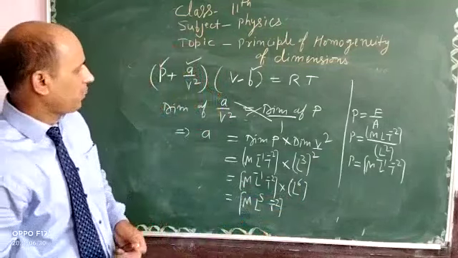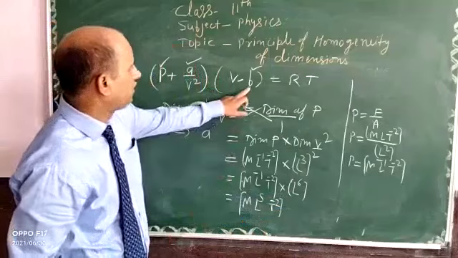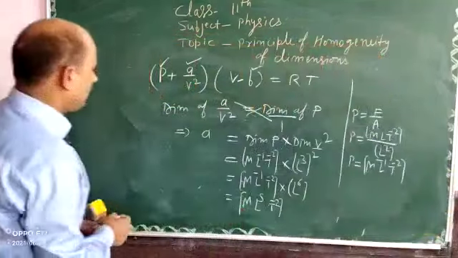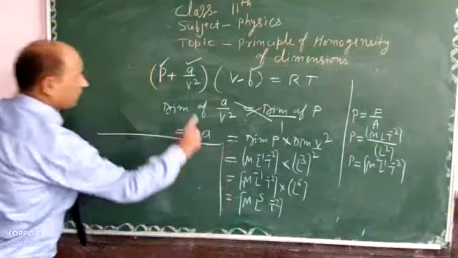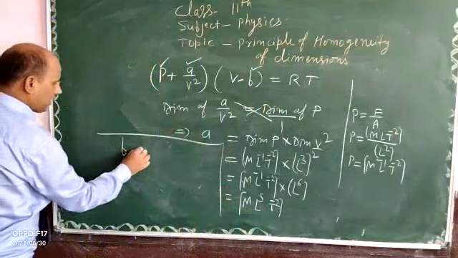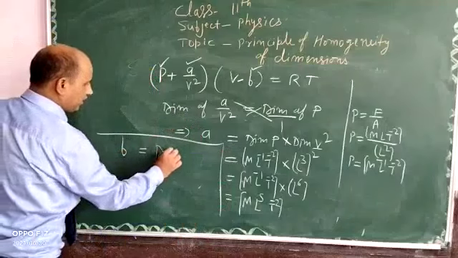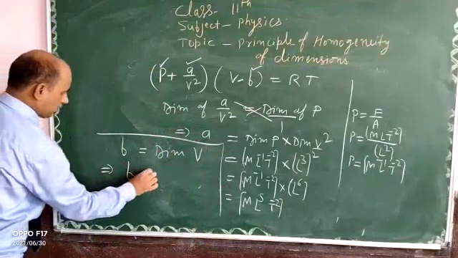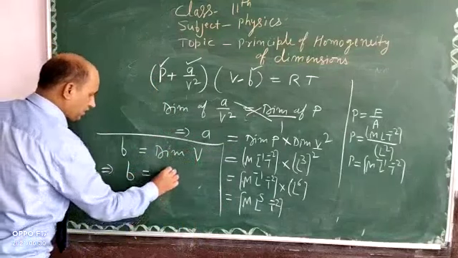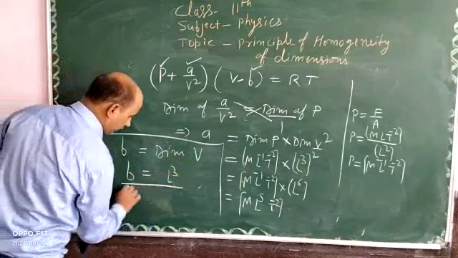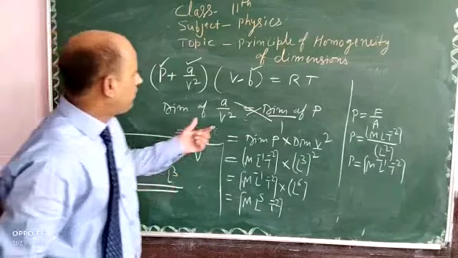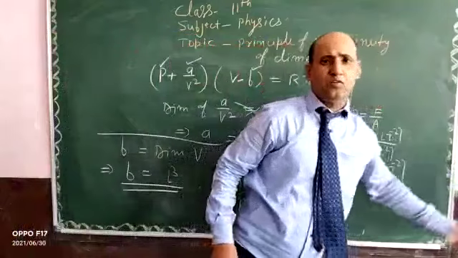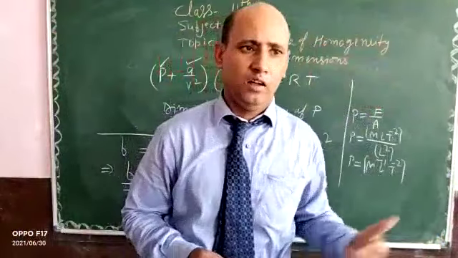In the same way, we can find out the dimension of constant b. The dimension of constant b must be equal to the dimension of V. Therefore, the dimension of b is equal to the dimension of V. The volume dimension is L cube. So, with the use of the principle of homogeneity, we can find out the dimensions of unknown constants.